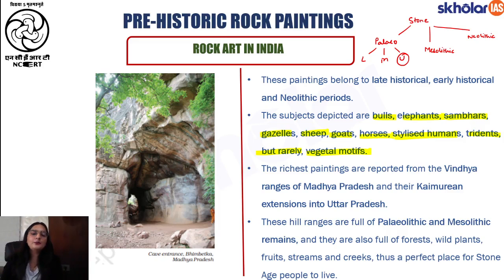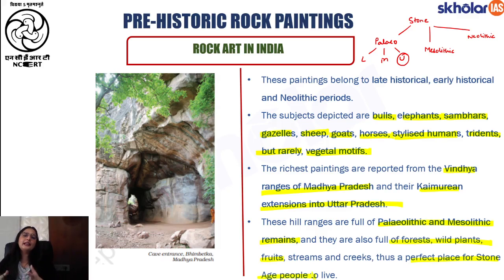Alright, apart from that, students, now we are going to talk about an area which has yielded the richest rock paintings in our country, and that includes the Vindhyan ranges of Madhya Pradesh along with the Kaimurian extensions into Uttar Pradesh. Now, these hill ranges, students, are full of Paleolithic and Mesolithic remains, and they are also full of forest, wild plants, fruits, etc., which became a perfect place for the Stone Age people to live.